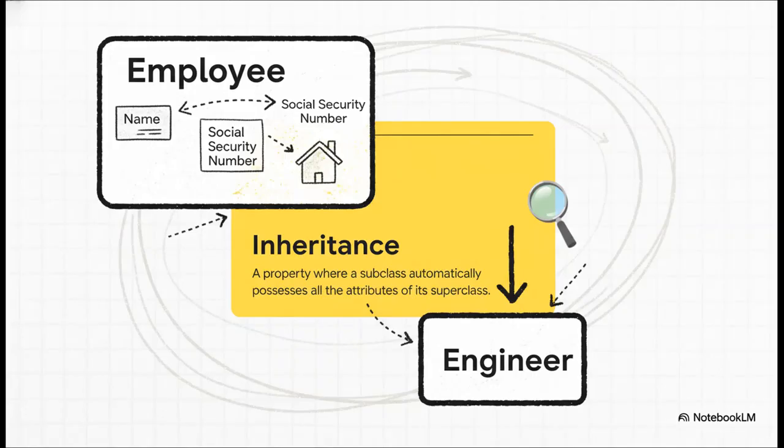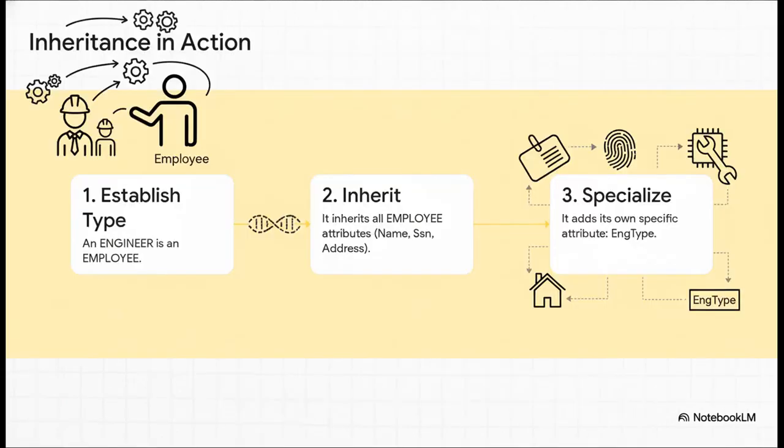Now, the magic that connects all this is called inheritance. And trust me, this is a total game changer. It means that any entity we define as an engineer automatically gets all the attributes of an employee. You know, the name, social security number, address, without us having to type them all out again. It just inherits them. Let's just walk through that real quick. Step 1. We establish that an engineer is an employee. Simple enough. Step 2. Because of that relationship, it automatically inherits all the common employee stuff. But then, and this is the key, Step 3. We can add attributes that are unique only to engineers, like eng type. It's super efficient and just makes perfect logical sense.